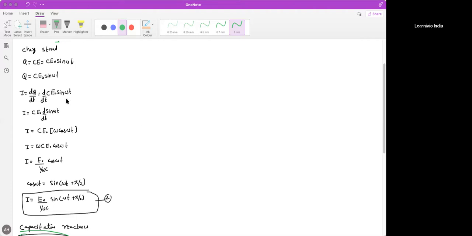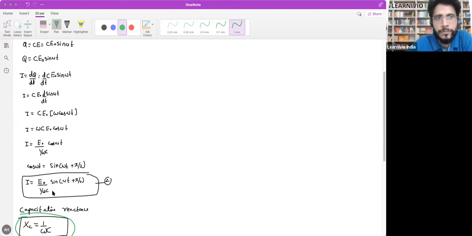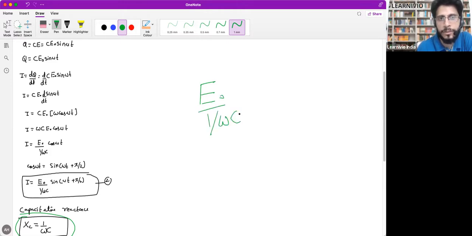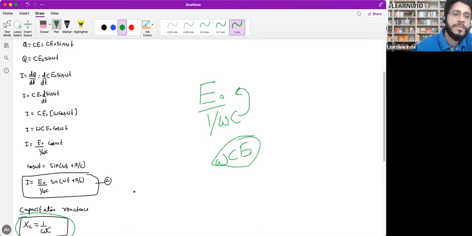See, this is omega into C. Now I can write this as 1 by omega C first. If I see I is E naught by 1 by omega C, I can take it to the numerator and it will be omega C E naught. Basically here I want to write it in the standard form of E by R type, like current is EMF by resistance always. That's why I want to take it to the denominator, to show that this is a resistance-like term, an inductive reactance-like term. Okay, sir.